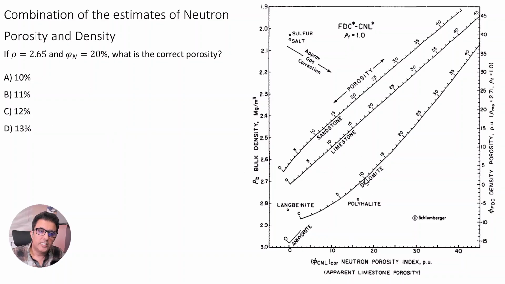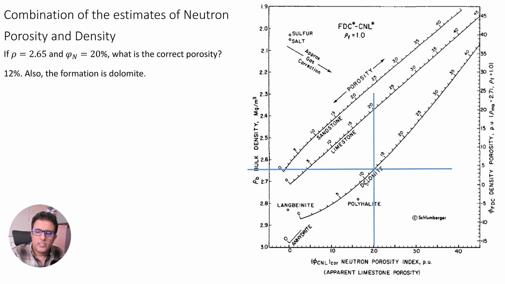Now let me ask you a question. Assume that the density is 2.65 and the porosity is 20%. What is the correct porosity? So the correct porosity is 12%. If we look at the chart here, you see that the intersection falls over the dolomite stem, from which I can conclude that the lithology is dolomite, and the correct porosity is 12%.